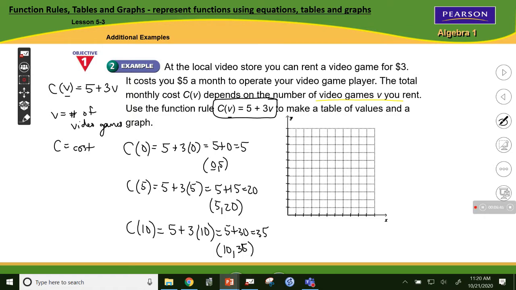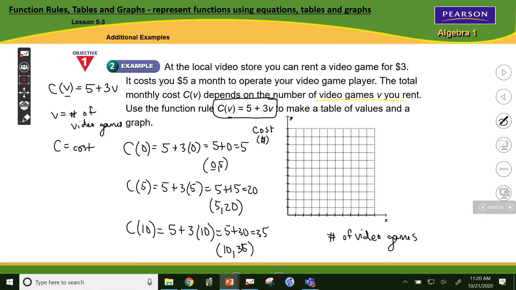I've got to label my axes, so I know I'm going to put the independent variable, or the domain values, on the bottom, and that would be number of video games. And going on the vertical axis, the y-axis, I'm going to put the cost. And I'm going to put in parentheses that we're doing dollars.